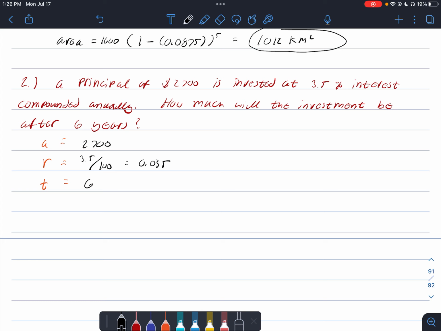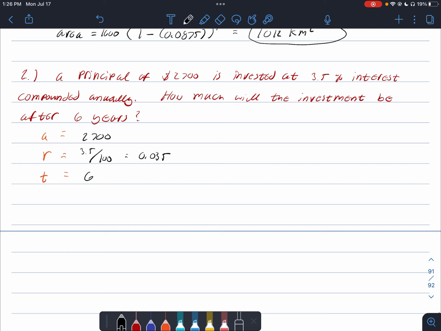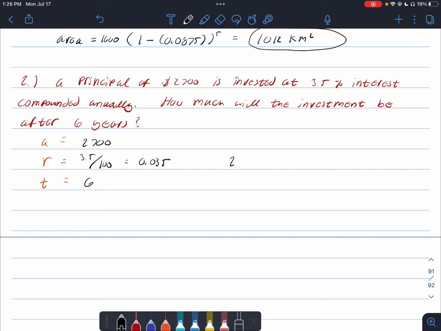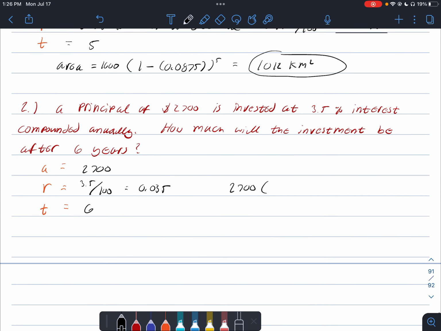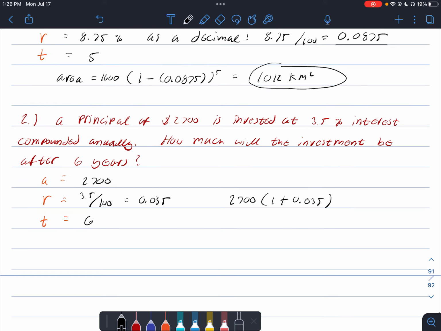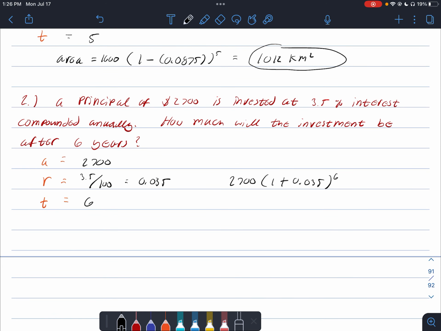So that means our investment will be worth A, so we'll have 2,700 times. And remember, sorry, I didn't clarify this at the beginning. We're growing, investing. Typically, at least the goal is you want your money to grow with an investment. So if the interest is compounding annually at 3.5%, it's going to grow. So we're actually going to use this top formula here. So we'll have 1 plus 0.035, and then we're going to raise this to the t, which we said was 6. Let's go ahead and type this into a calculator.